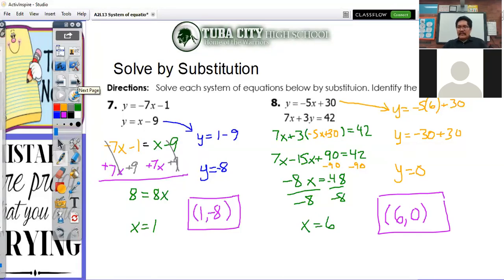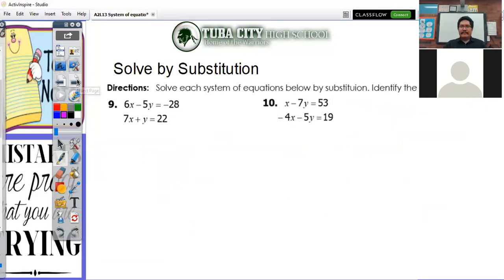I don't think either of these are really that tricky, but I know on some of these, it's going to get a lot trickier. Okay.